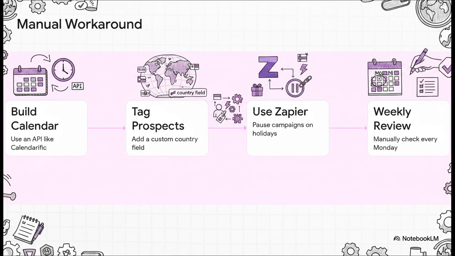But hey, don't panic. If you're currently stuck using HubSpot or another US-only tool, you aren't totally out of luck. The sources give us a highly actionable 4-step manual workaround that you can literally implement right now. First, build a master calendar using a free API like Calendarific. Second, tag your prospects with a custom country field during import. This is absolutely crucial. Third, use an automation tool like Zapier to pause campaigns when a specific target country's holiday is coming up. And finally, just run a quick manual review every Monday to catch any upcoming holidays. Yeah, it takes effort, but this playbook gives you the power to protect your brand reputation manually.